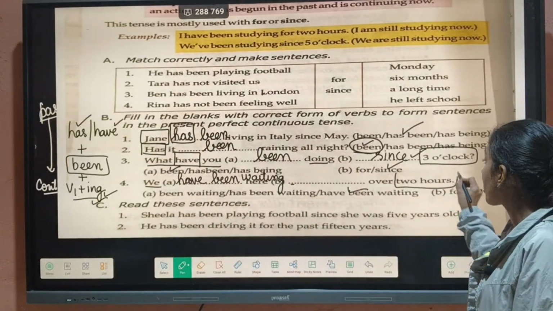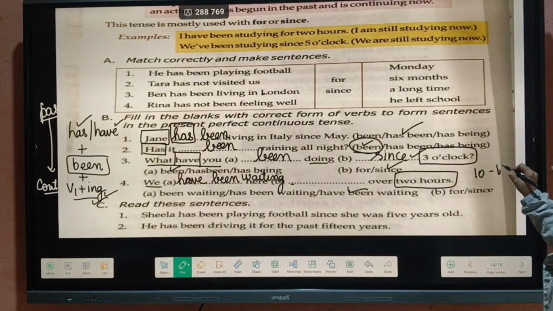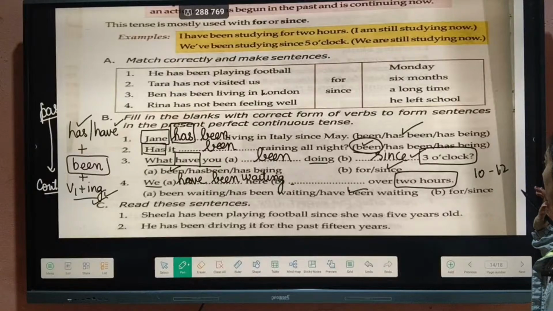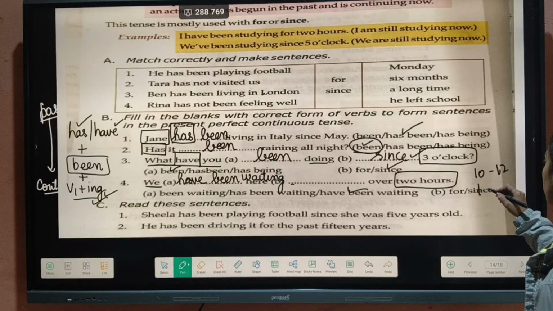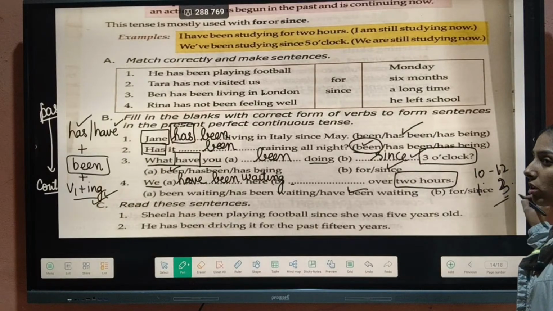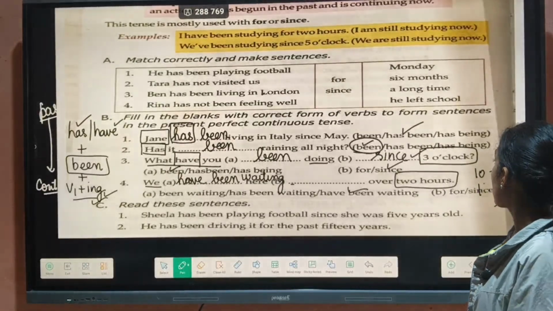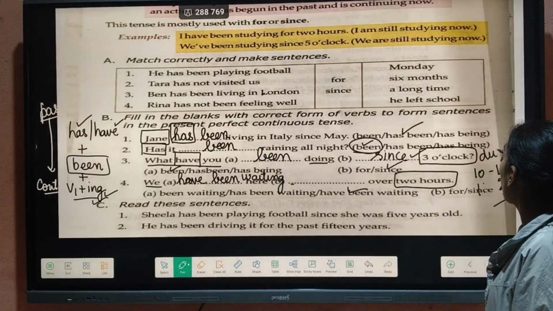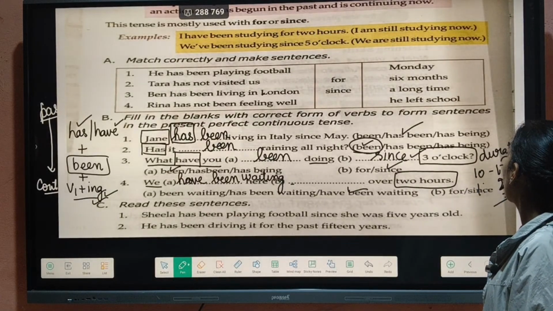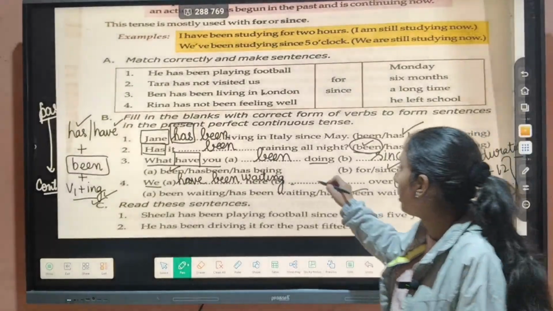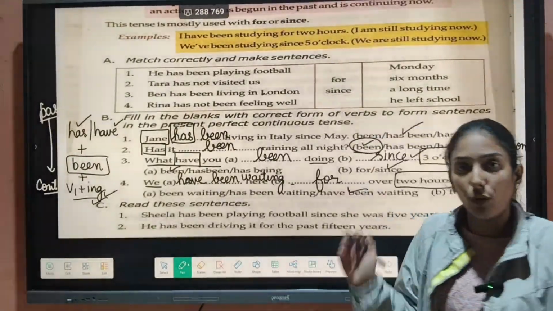Now these 2 hours can be between 10 to 12 a.m. or p.m. Okay, between 1 o'clock to 2 o'clock or 3 o'clock. Okay, so the time is not fixed. We only know a duration. We only know a period of time. So for it we will use for.